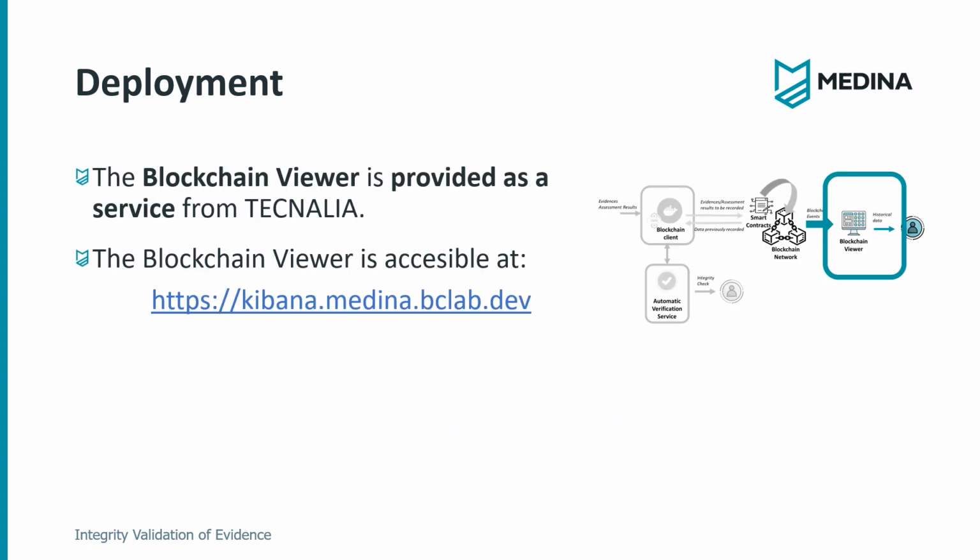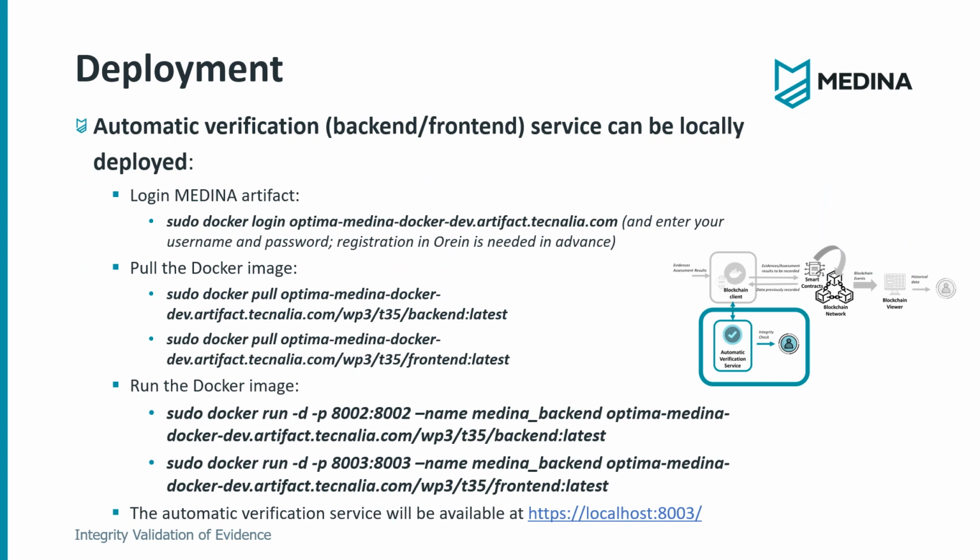Next, we have the blockchain viewer. In this case, again, it is also provided as a service from Technalia as it is common to all CSPs. Here you can see the URL to access it. Finally, we have the automatic verification service, composed of a front-end and a back-end Docker image that, equally to the blockchain client, need to be locally deployed. For this purpose, the same process as with the blockchain client needs to be followed. The Docker images need to be pulled from the MEDINA artifact for a posterior local run. If you follow the steps, the service will be accessible at the indicated URL.